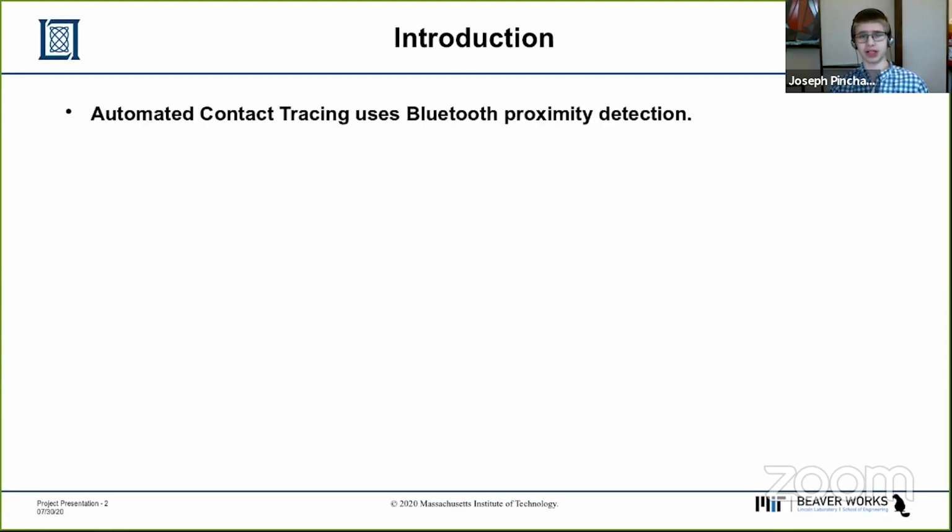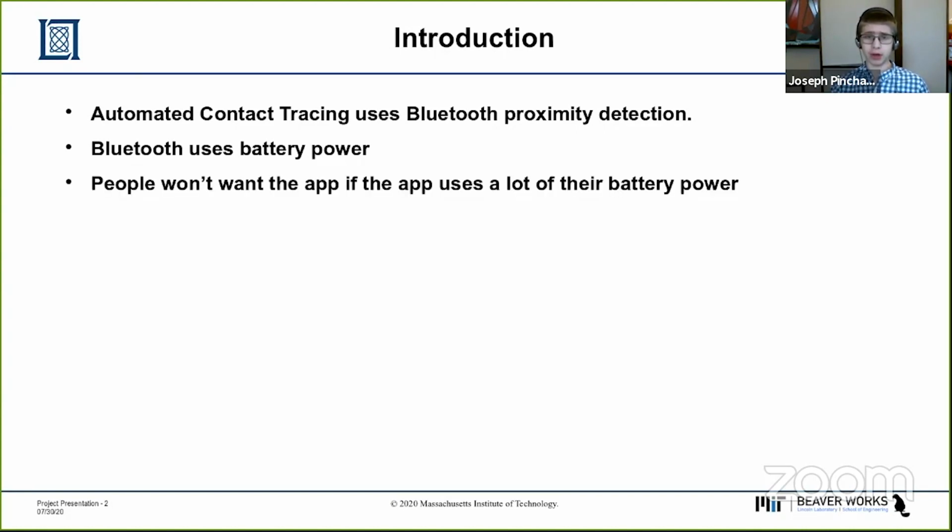The goal of the PACT project is to use Bluetooth and phones to do this, and to be able to tell if the people were really within proximity or not. The thing is, Bluetooth uses battery power. People won't want the app if it uses a lot of their battery life.